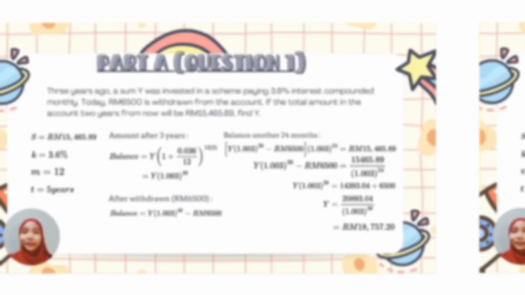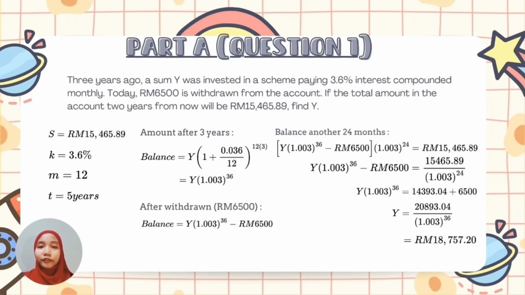Hello everyone, today I will explain part A of question 1. This question involves compound interest with monthly compounding. 3 years ago, an amount Y was invested at 3.6% interest compounded monthly. Today, 6,500 ringgit is withdrawn from the account. 2 years from today, the account will grow to 15,465 ringgit and 89 cents.